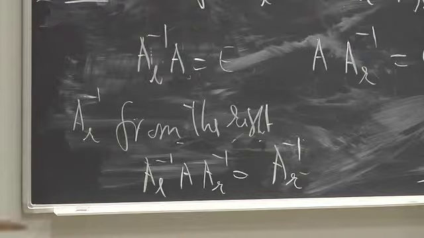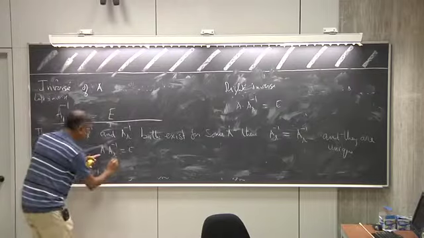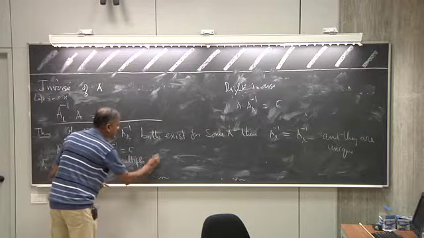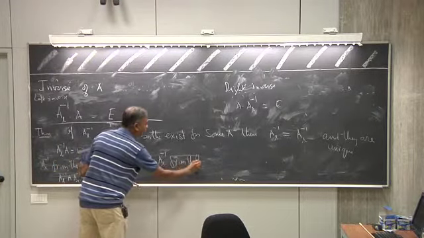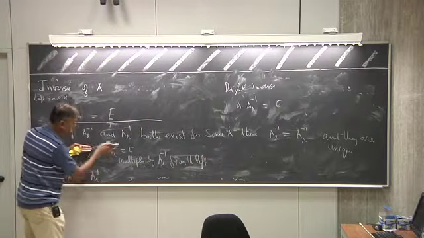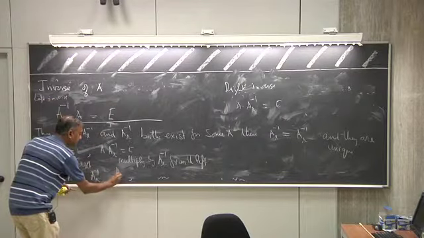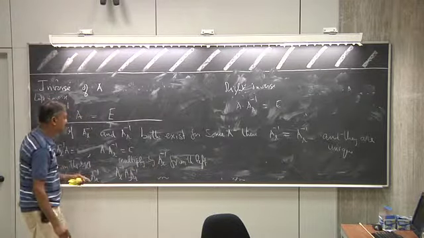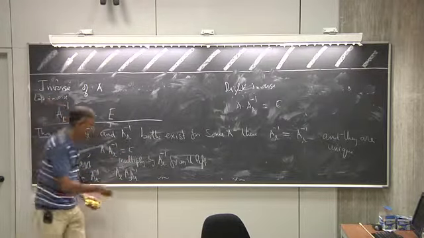Now take the other equation and multiply A left inverse from the left. Multiply both sides of this equation by A left inverse from the left. From here, the left hand side simply is A left inverse, A times A right inverse. And on the right hand side, you get A left inverse times identity, which is the same as A left inverse.